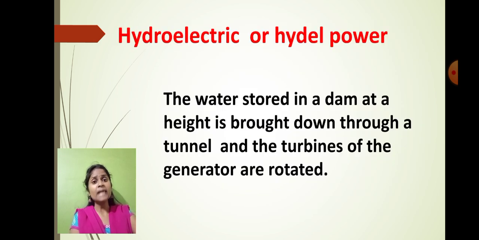Now you understood how electricity is produced with the help of tidal energy. And at the same time, one more type of electric energy is called what? Hydroelectric or hydel power. Now what do you mean by hydel power? The water stored in a dam at a height is brought down through a tunnel and the turbines of the generator are rotated. Means what? Purposefully the water is stored at the height in the dam and then allowed to fall down, and at the bottom the turbines are situated. As the water falls, the turbine will rotate at a higher speed, and automatically electricity will be generated.